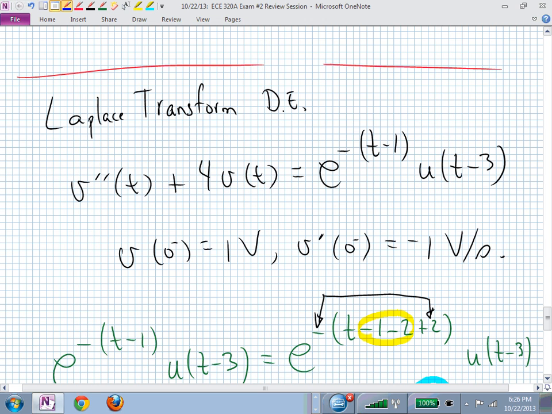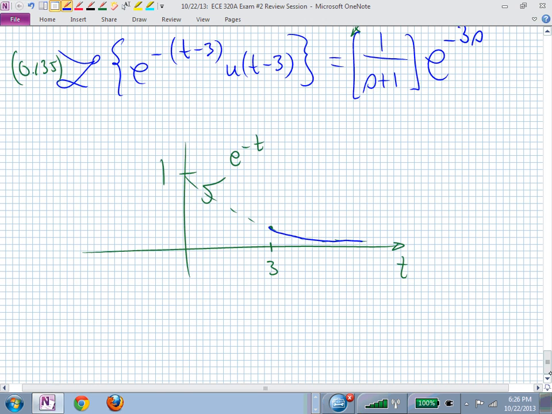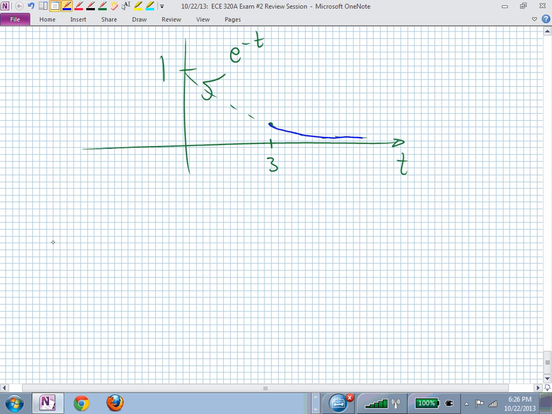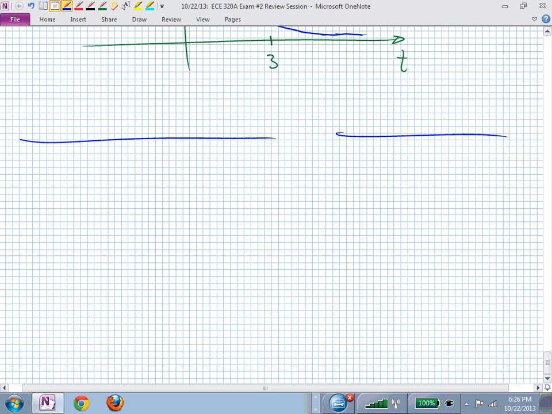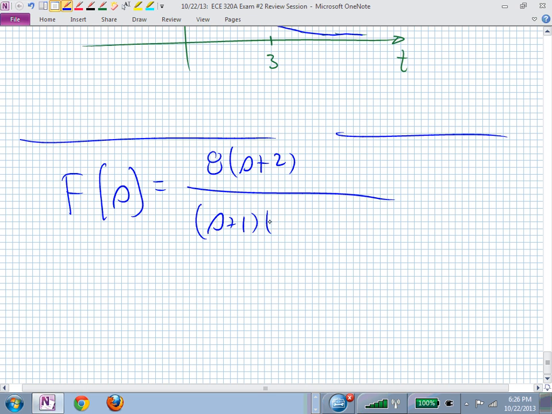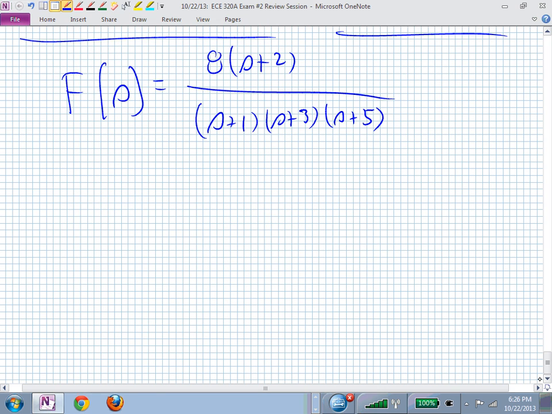What about, maybe you did just go out and buy a calculator and you want to be able to use it on the exam, and maybe I give you something that says find little f of t given capital F of s, and there's capital F of s.